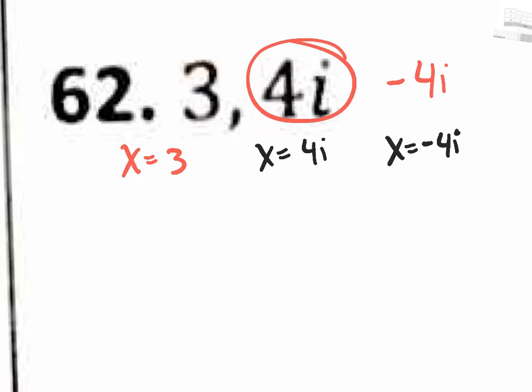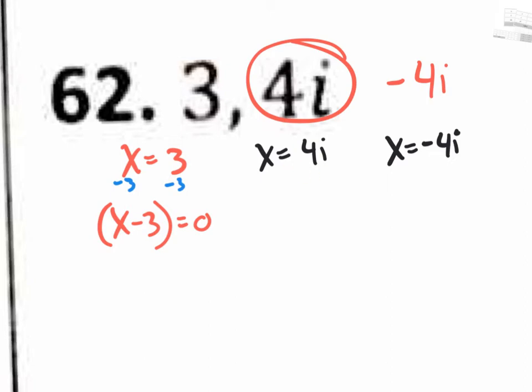So on each of these, let's find the binomial where they came from. So if I subtract 3 on both sides, my binomial is x minus 3. That's the binomial that when I set equal to 0 gives me the answer 3, correct?